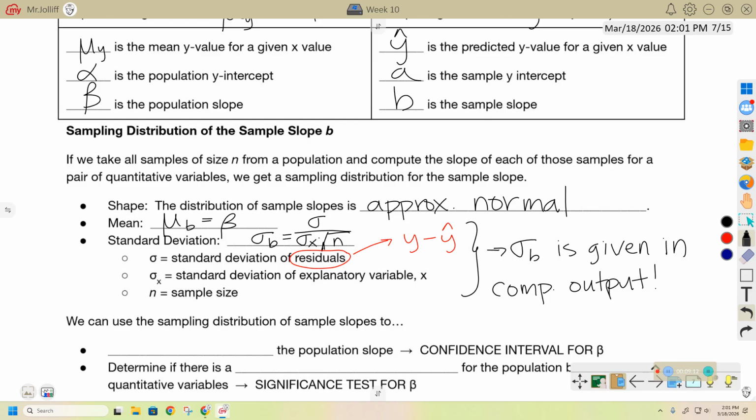And then n is the sample size. This is important that it is the number of people you collected data from, not the number of numbers. Because I have two sets of numbers, I don't want to double count. So for us, we should have had 29 pairs because there were 29 people in the room. My sample size is 29, not 58.